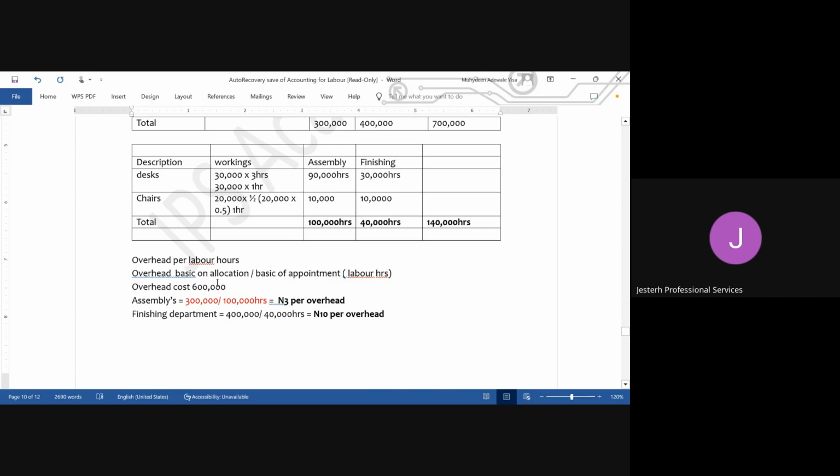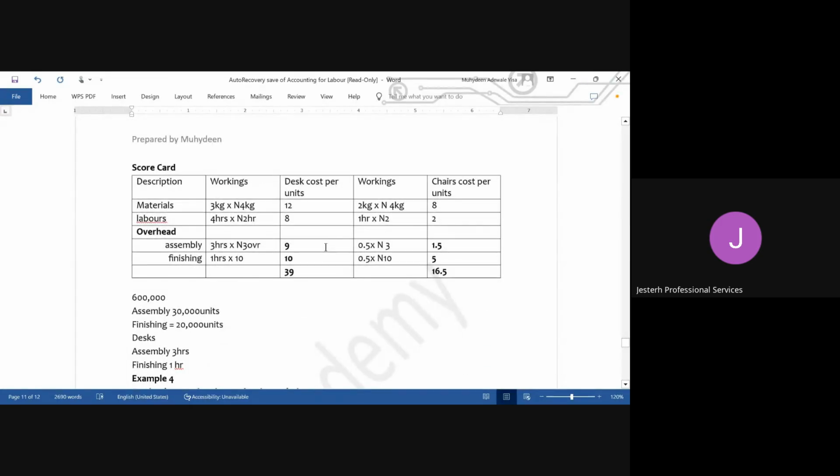So our overhead allocation, which is the 300,000, multiplied by the basis of apportionment, which is the labor hour, 100,000. 300,000 divided by 100,000 will give us 3 naira. It means our overhead on the assembly hour is going to be 3 naira, regardless of what we are calculating. And on the finishing department, 400,000 is our total allocation, while the total hours we are going to spend in finishing is 40,000 hours. Then 400,000 divided by 40,000 gives us 10 naira per overhead hour.